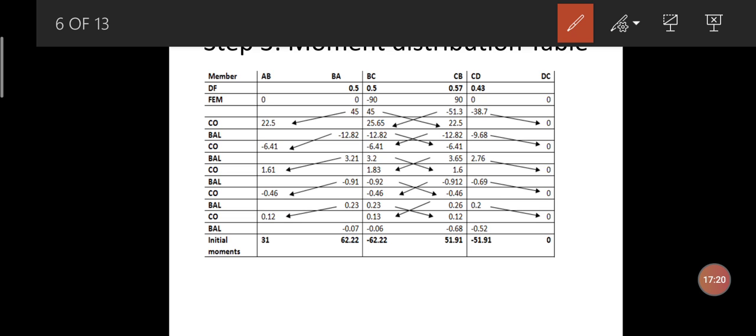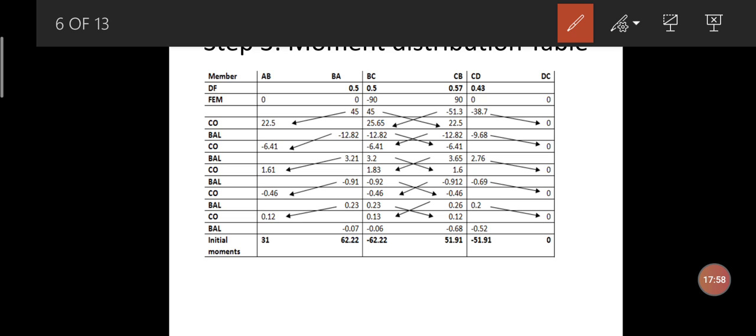So minus 90 into 0.57, if I do that, I will get the amount of moment which has to be distributed for the member CB. So that is equal to minus 51.3 here. So again, similarly, minus 90 into 0.43, if I do that, I will get minus 38.7. So this is the distribution moments for CB and CD.